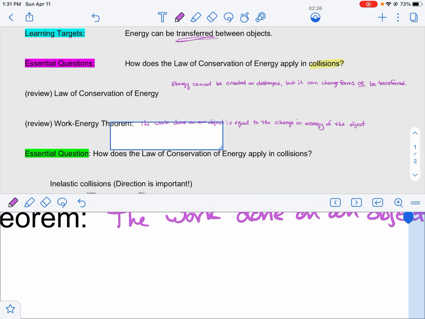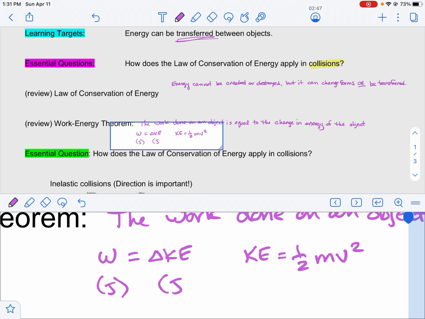So if I were to write this as a formula, I would say the work, remember W is work, is equal to the change in kinetic energy, right? KE is kinetic energy, and that should look familiar to you. We are also going to need to know the kinetic energy formula, 1/2 mv squared. Remember that work is in joules, kinetic energy is in joules, m is mass, that's in kilograms, v is velocity, that's in meters per second. Okay? Hopefully this is all coming back to you.